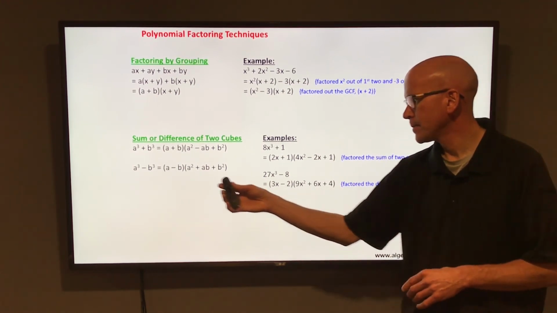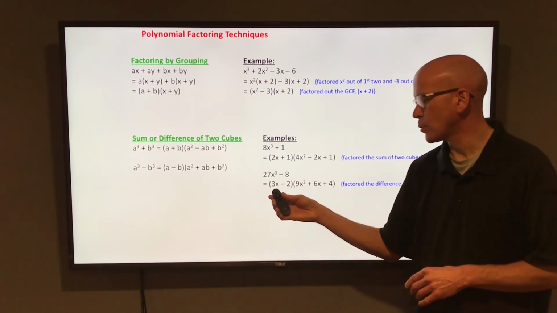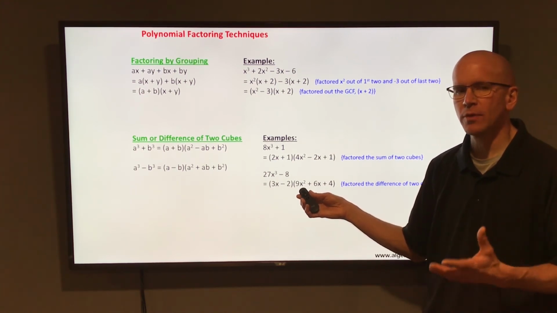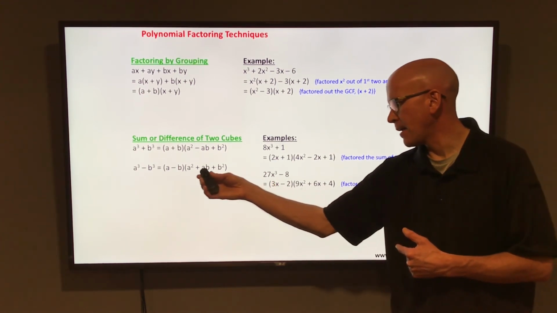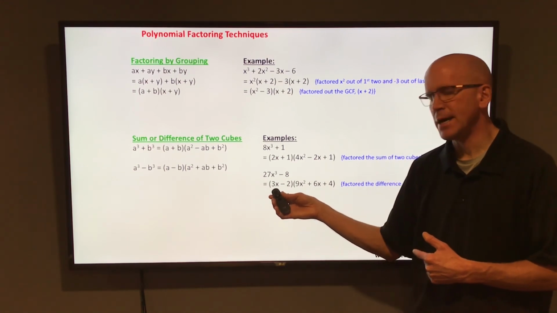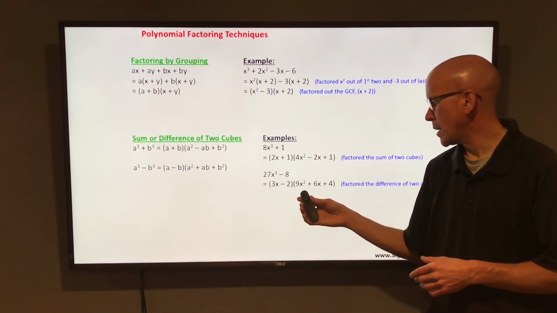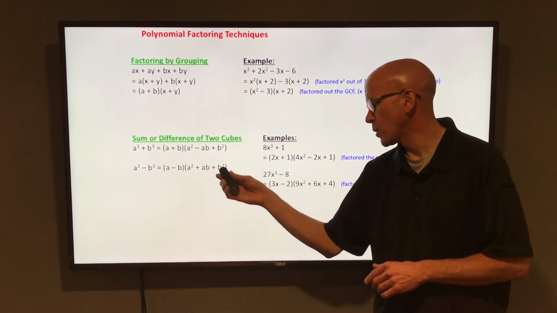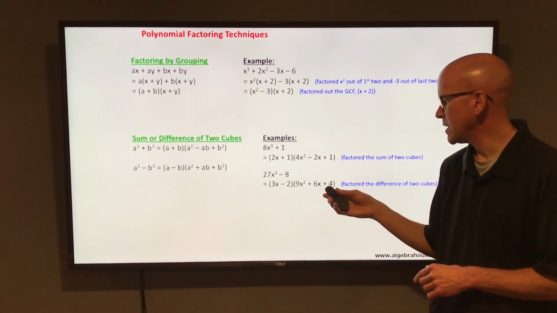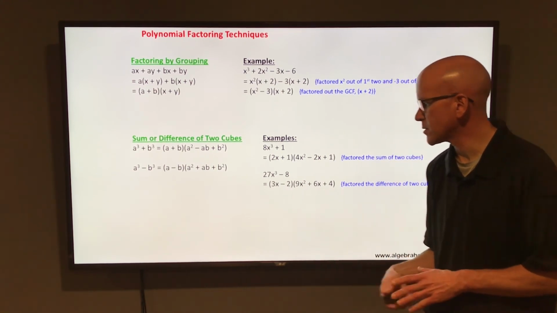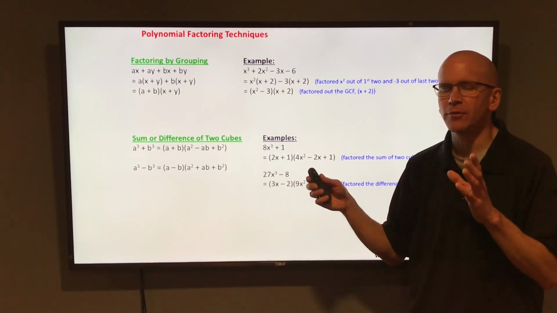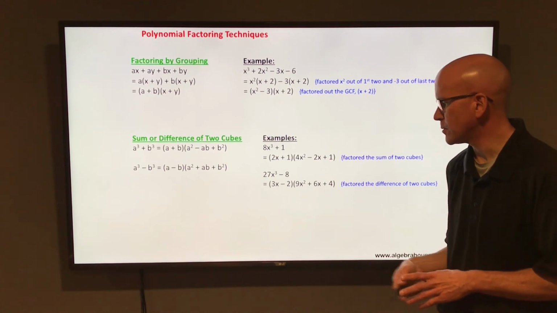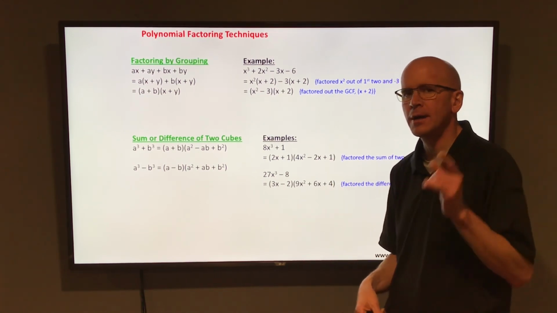Now for the trinomial. A squared, we know that a is 3x, so a squared is going to be 9x squared. Just square that 3x, it's 9x squared. Now for ab, we know that a is 3x and b is 2, so a times b would be 6x. And on the end, b squared, we know that b is 2, so b squared is 4. So that difference of 2 cubes, 27x to the third minus 8, factors into 3x minus 2 times 9x squared plus 6x plus 4. Don't forget your factoring.